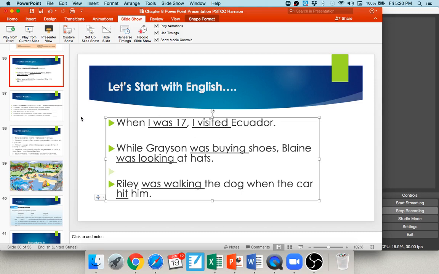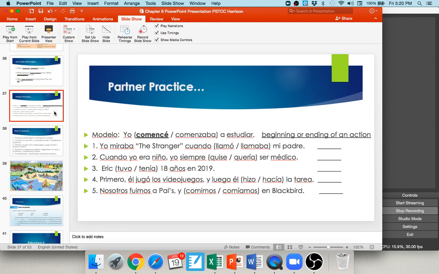So you've done this in English. Now let's give it a shot in Spanish. The model that I've given you here says, yo comenzar a estudiar. I began to study. Well, remember, you can only begin or end things one time, and comenzar and terminar are beginning and ending verbs that always use the preterite. So comencé is my option. It should be preterite. And my reasoning was beginning or ending of an action.